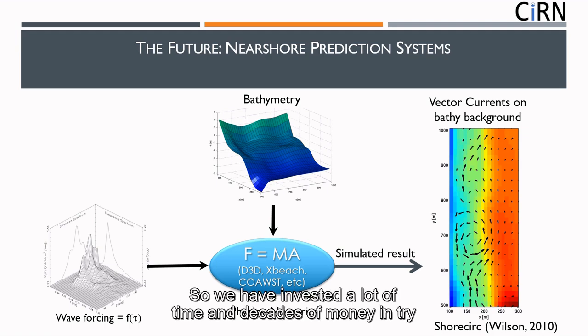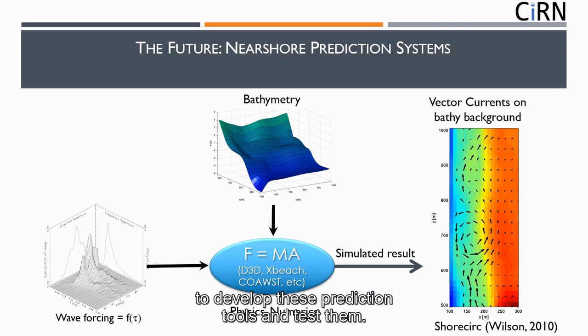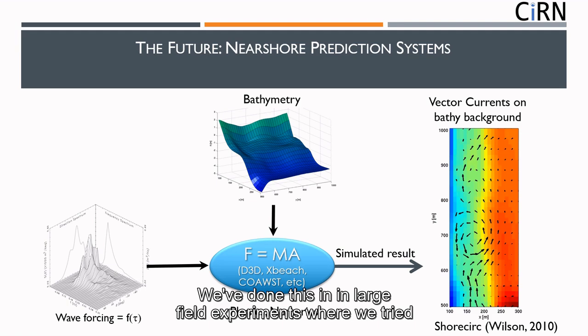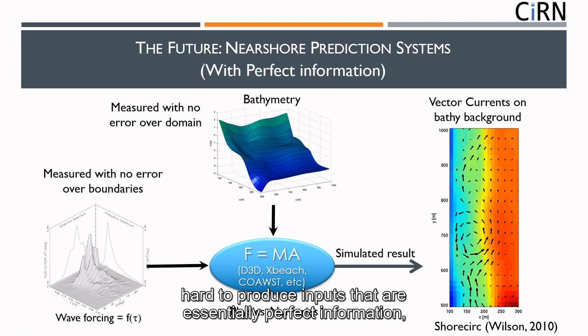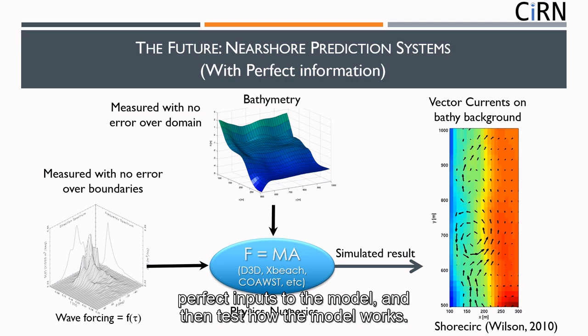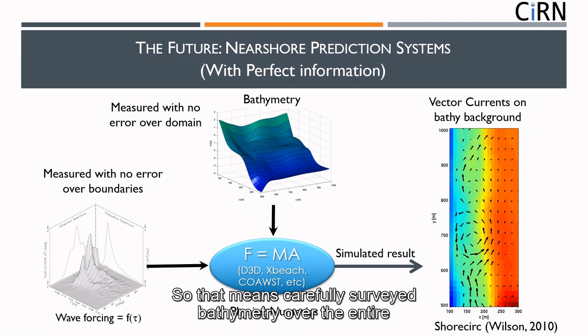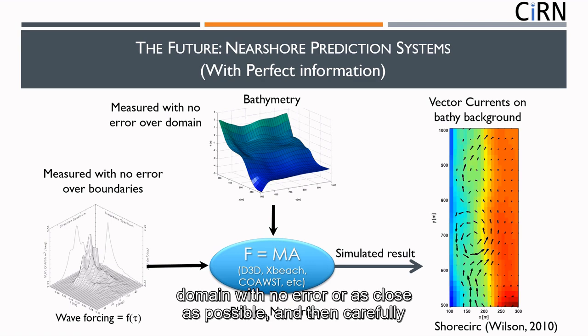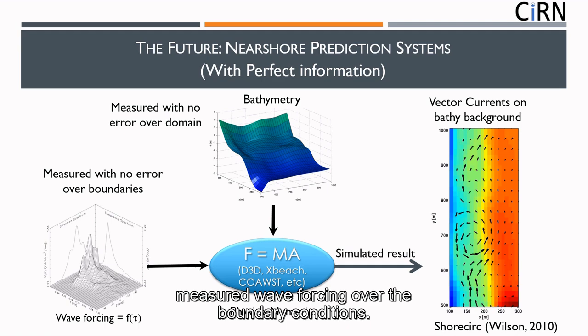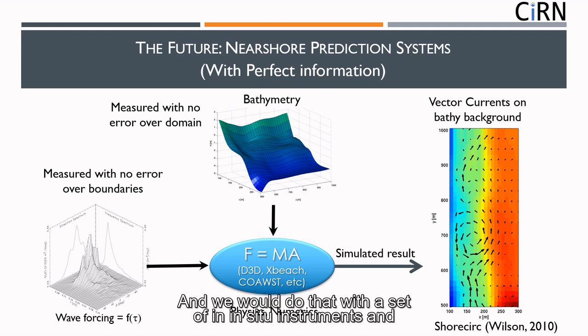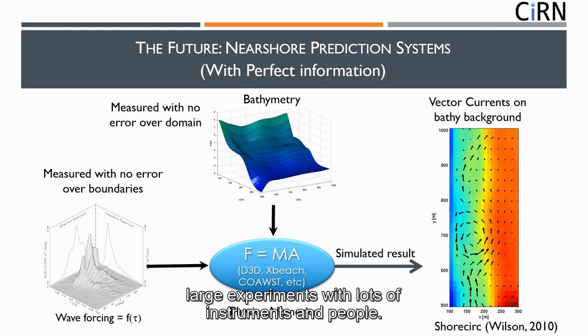So we have invested a lot of time and decades and money in trying to develop these prediction tools and test them. We have done this in large field experiments where we try hard to produce inputs that are essentially perfect information, perfect inputs to the model, and then test how well the model works. So that means carefully surveyed bathymetry over the entire domain with no error or as close as possible, and then carefully measured wave forcing over the boundary conditions. And we would do that with a set of in situ instruments and large experiments with lots of instruments and people.